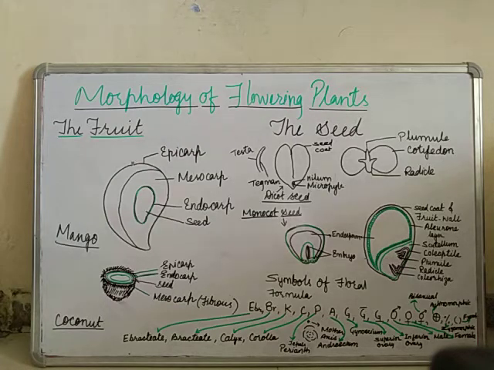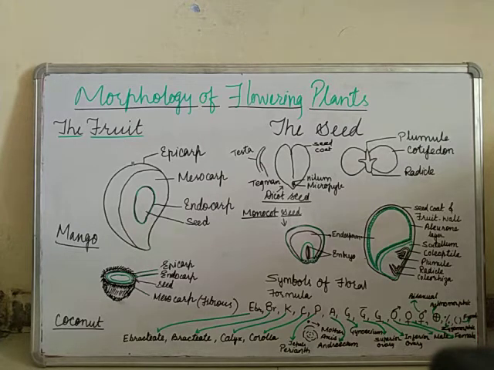Hello students, today we are going to discuss the fruit, in the morphology of flowering plants, for 11th class. So we are discussing the basic concepts. The fruit is the characteristic feature of the flowering plant. Only in flowering plants, that is angiosperms, is the fruit produced. It is a mature or ripened ovary. When the ovary matures, it converts into the fruit, and it is developed after fertilization.